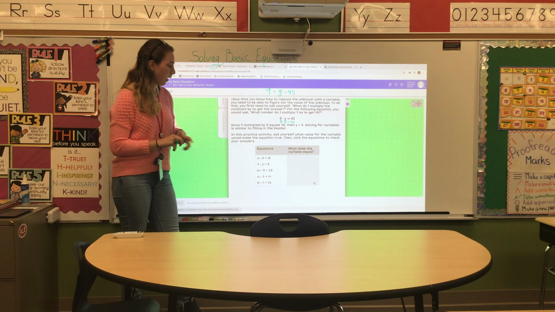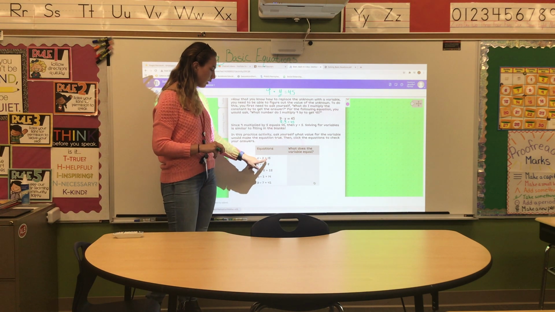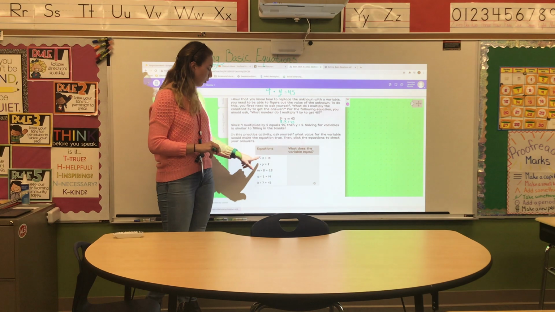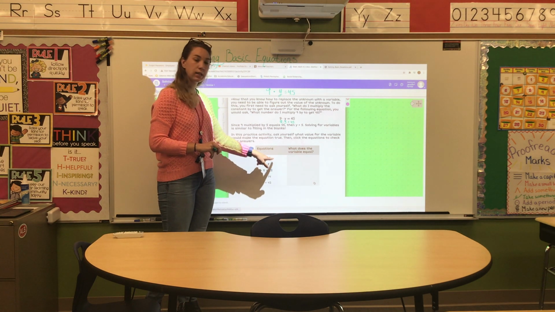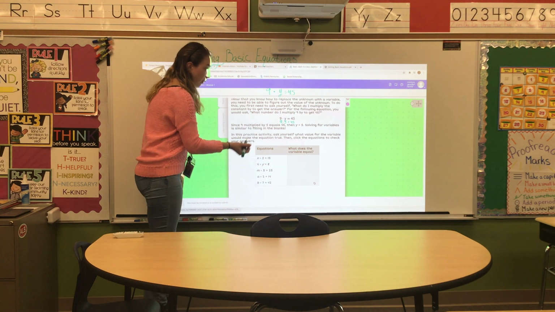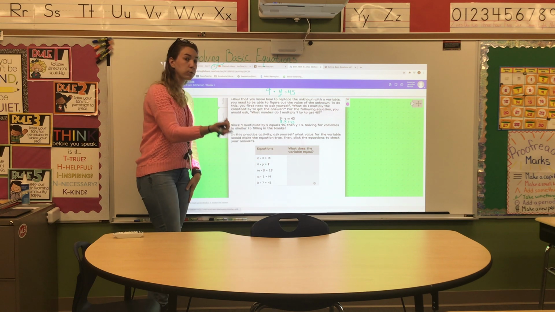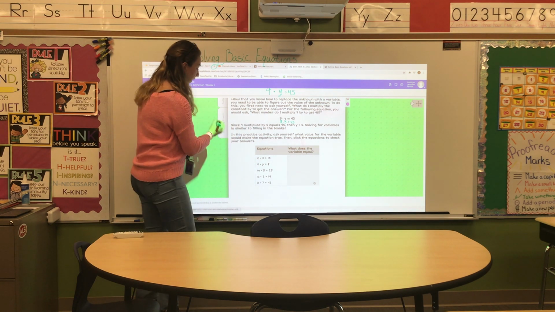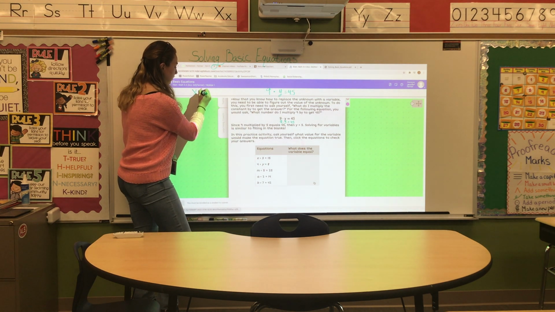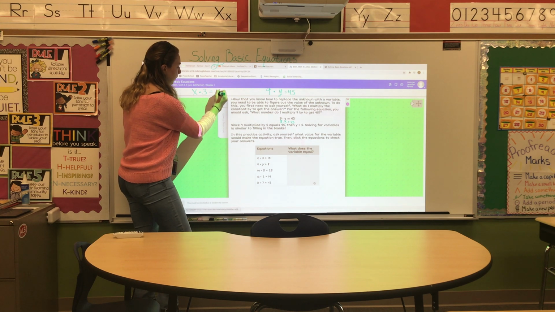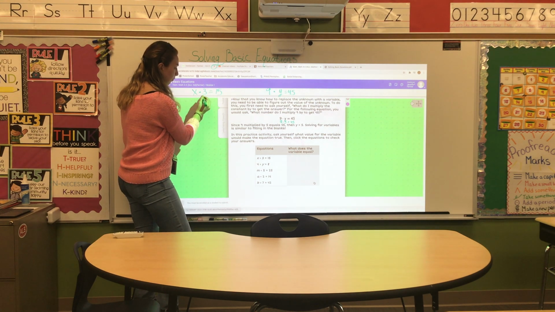Now, so we have x times 3 equals 15. What 3 times is going to equal 15? Remember, we can do just multiplication problems. We can use charts. If I have x times 3 equals 15, I know there's going to be 3 groups, and my total is going to be 15, right?